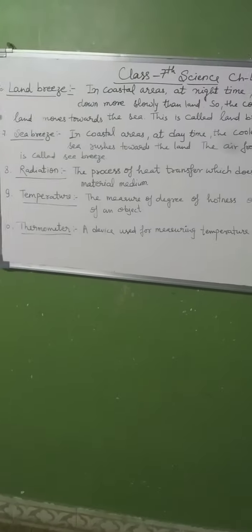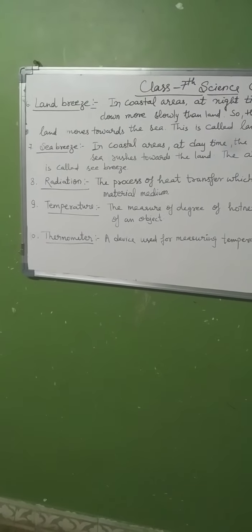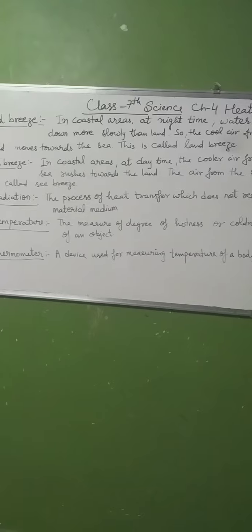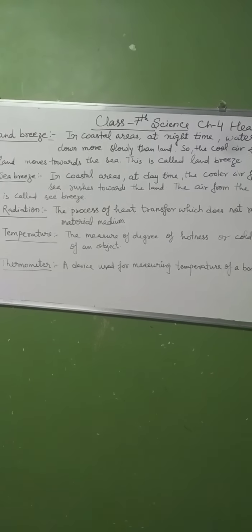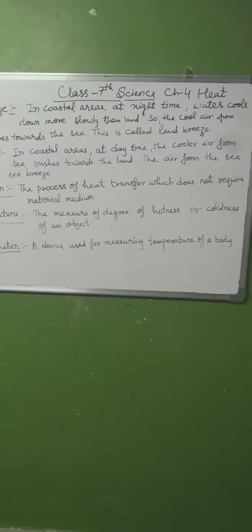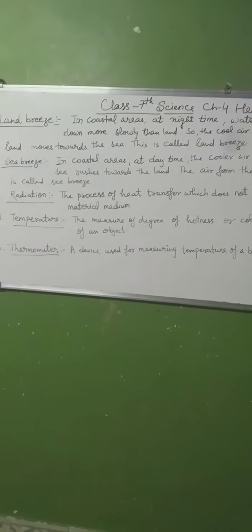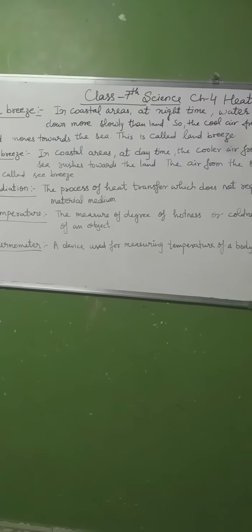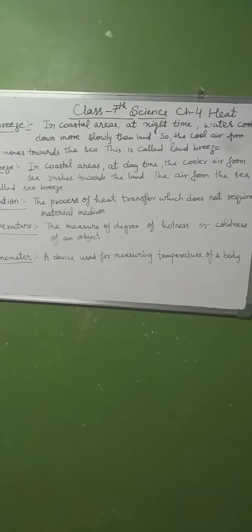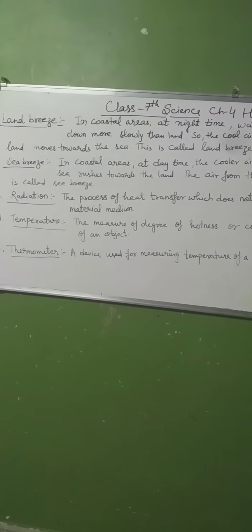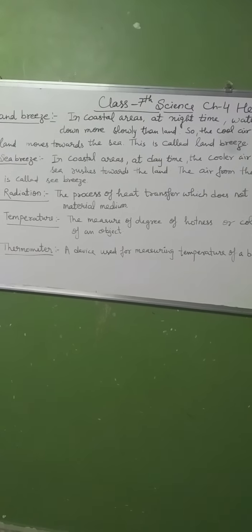And what is the sea breeze? Next point is the sea breeze. In coastal areas at daytime, the cooler air from the sea rushes towards the land. The air from the sea is called the sea breeze. Radiation, the process of heat transfer which does not require a material medium. It means radiation is a process in which no medium is required for the heat transfer.